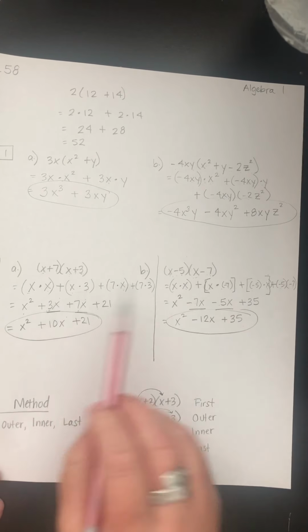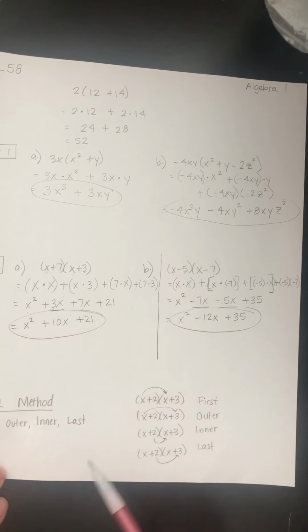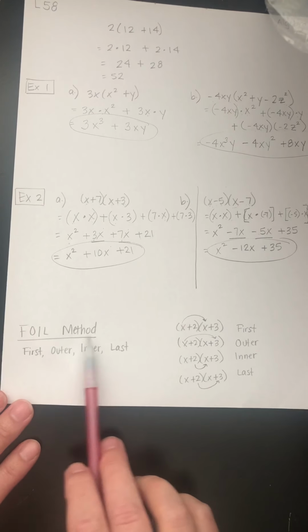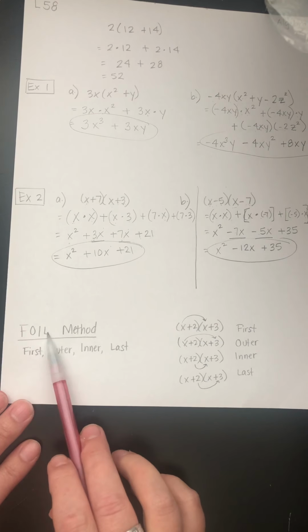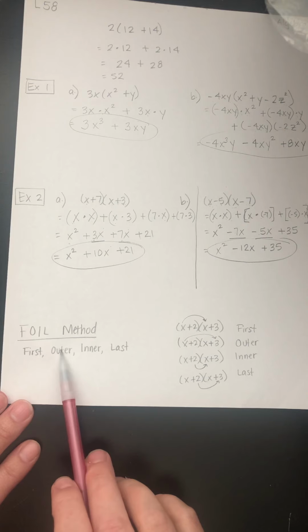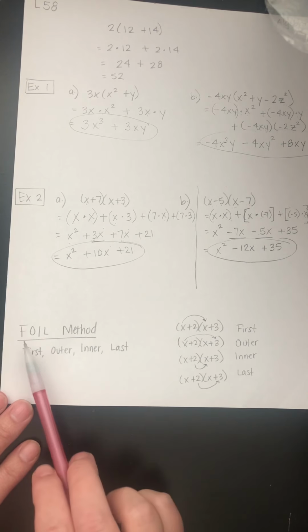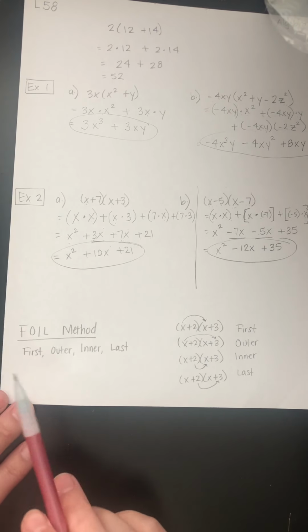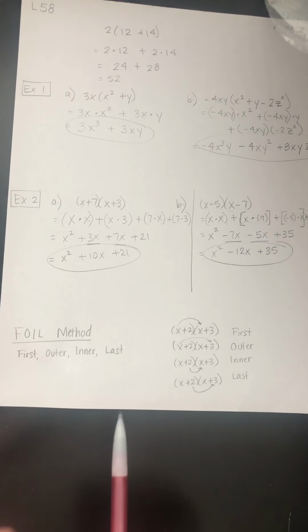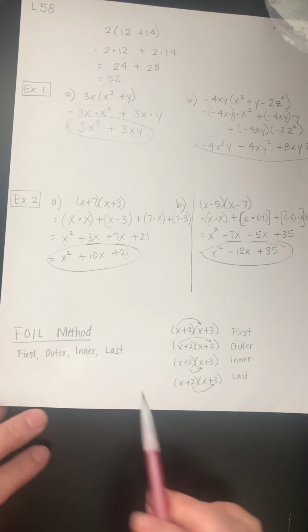What we just did on this example A and B, we used what is called the FOIL method. F-O-I-L. F stands for first, outer, inner, and last. First, outer, inner, last. That is how you multiply two polynomials together.